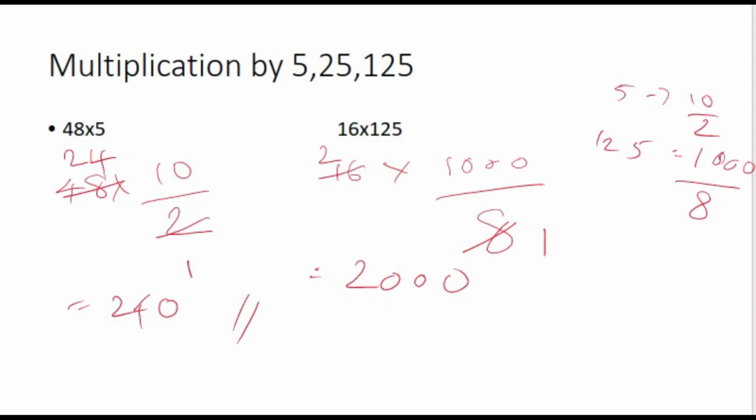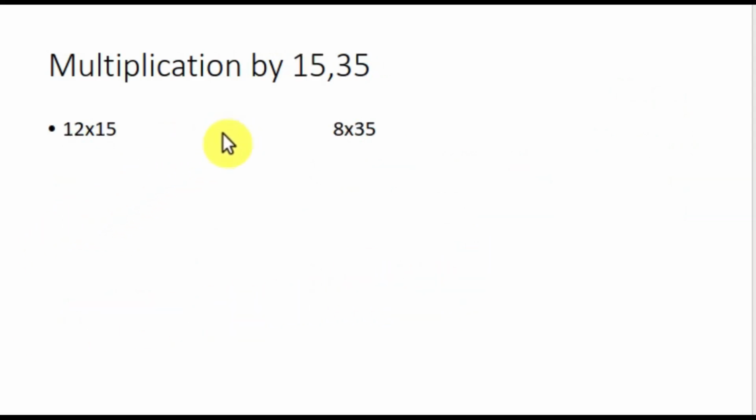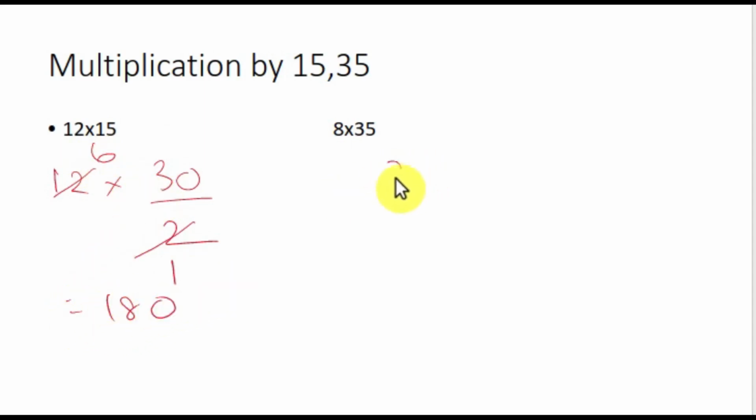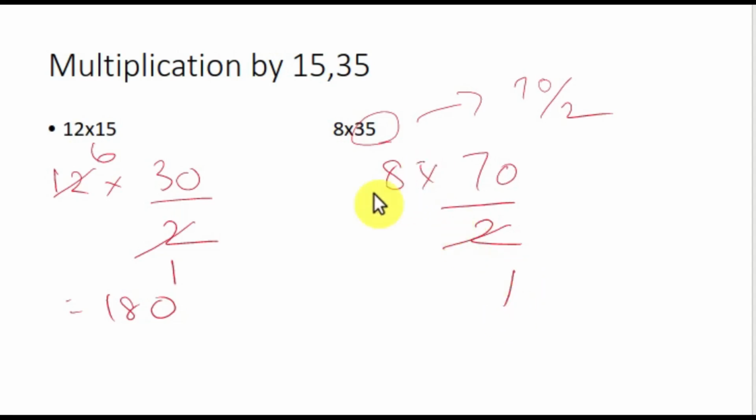Here, multiplication by 15 and 35. So 12 into 15: 15 can be written as 30 by 2. Shall we write it like this? 2 1 times, 6 2s are 12. So the answer is 180. Here 8 into 35: 35 can be written as 70 by 2. So 70 by 2, 2 1 times, 4 times. So 280.